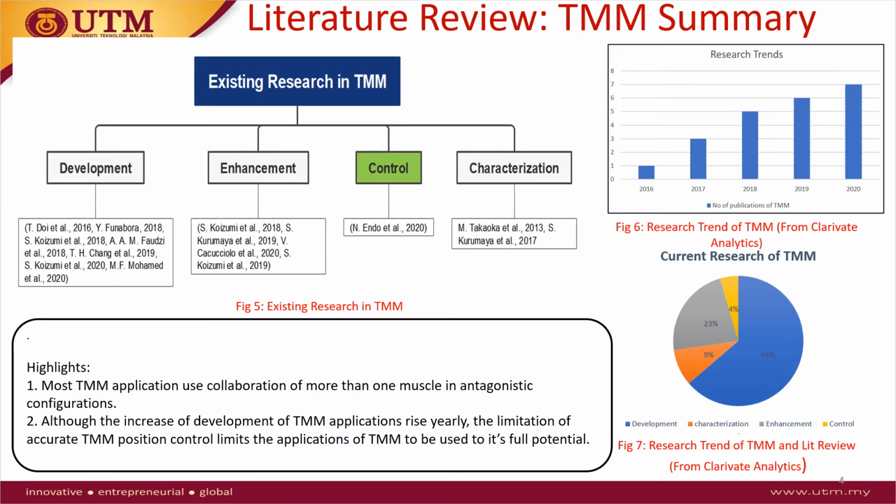A review was conducted on existing research in thin McKibben muscles. From the review, it is found that the research area of thin McKibben muscle is comprised of development, enhancement, control, and characterization. It is also highlighted that most of the applications use more than one muscle in antagonistic configuration. Although the research in thin McKibben muscle has been showing an uprising trend from 2016 until 2020, the area of control of thin McKibben muscle has received the least attention from researchers, limiting its potential abilities.